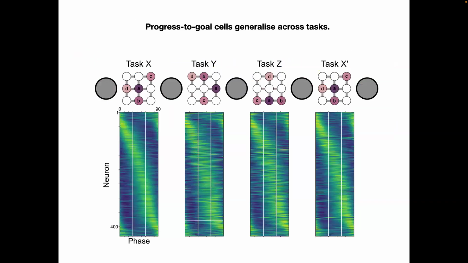When you change task, they carry on with the same percentage. If you're a halfway cell in task 1, you're also going to be a halfway cell in task 2. So they're mapping this physical problem into an abstract problem of how far you are along each of the steps to the reward. This is one of the most striking things I've seen in frontal cortex in terms of representations.